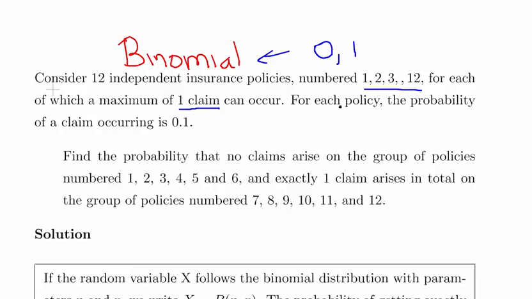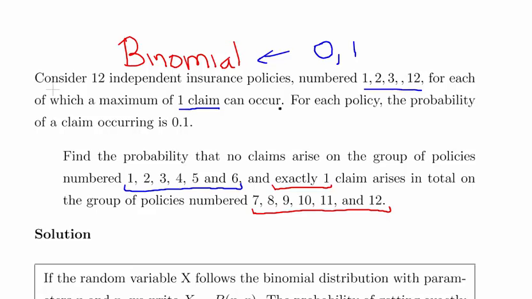So for each policy, the probability of a claim is 0.1. Now, find the probability that no claim arises on the group of policies numbered 1 to 6, okay, and then exactly 1 on the group of policies numbered 7 to 12.